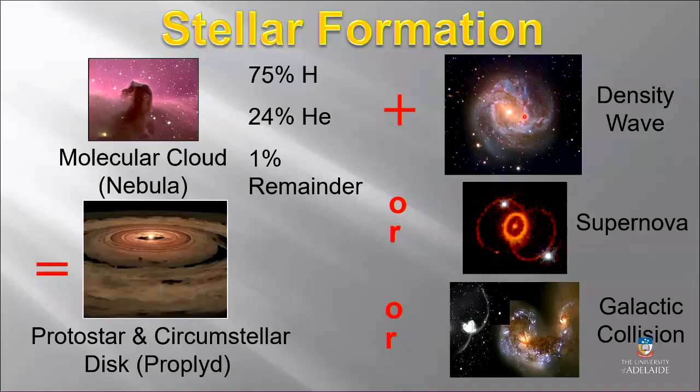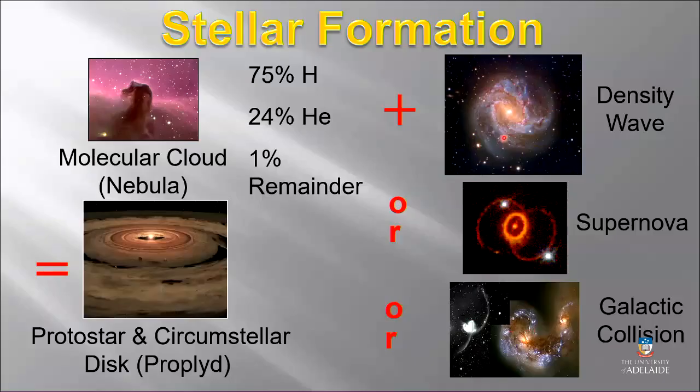Another way to trigger stellar formation is supernovas. When a supernova explodes, it puts a shock wave out, and if it happens to be near a molecular cloud, that can trigger star formation. Or a galactic collision. This is more dramatic, but it does happen. Galaxies do collide, and when they do, there are huge bursts of star formation. You can see here two galaxies colliding, and there are lots of blue areas where new stars have been born when the gases of the two galaxies crash into each other and compress.